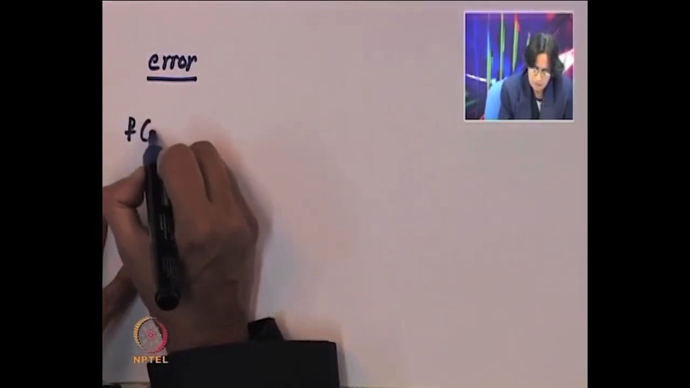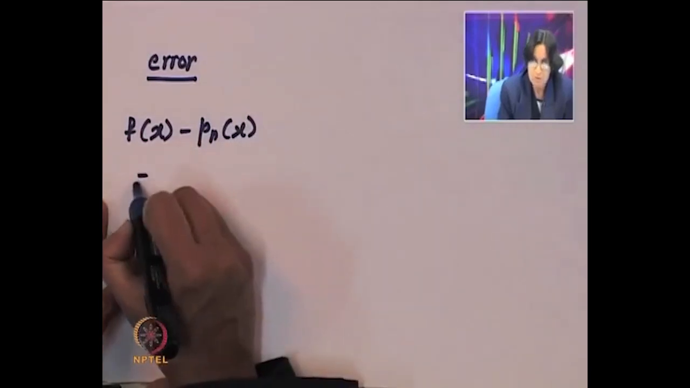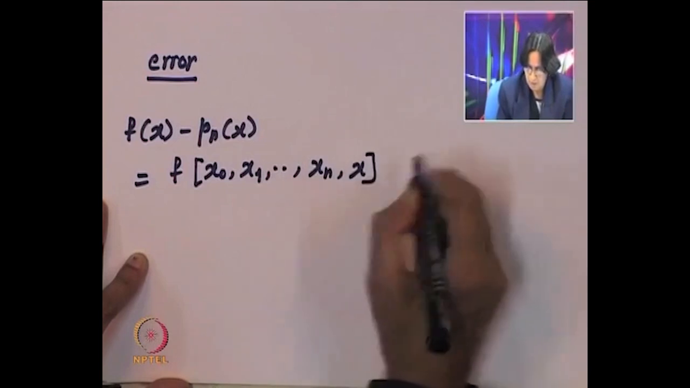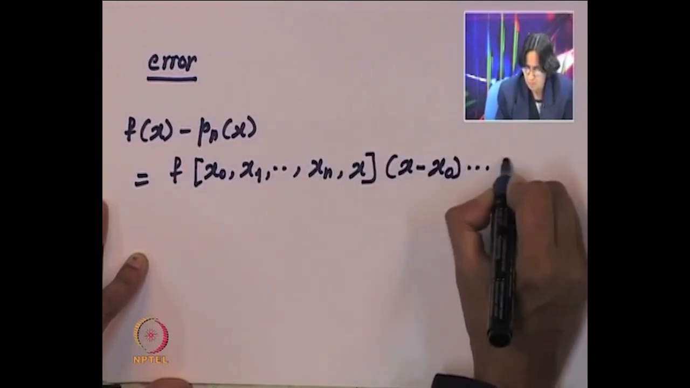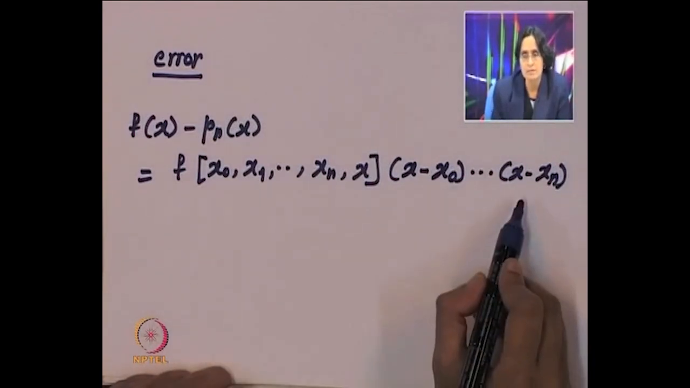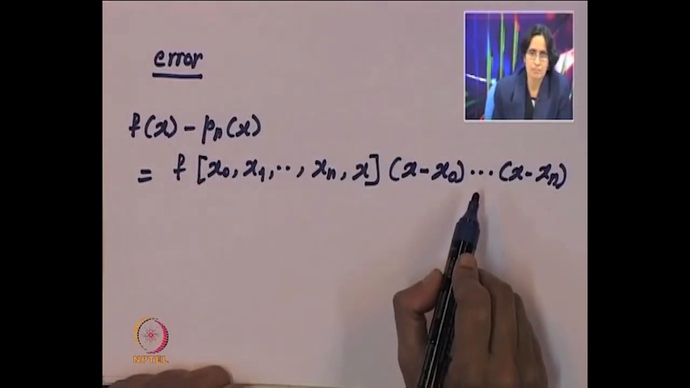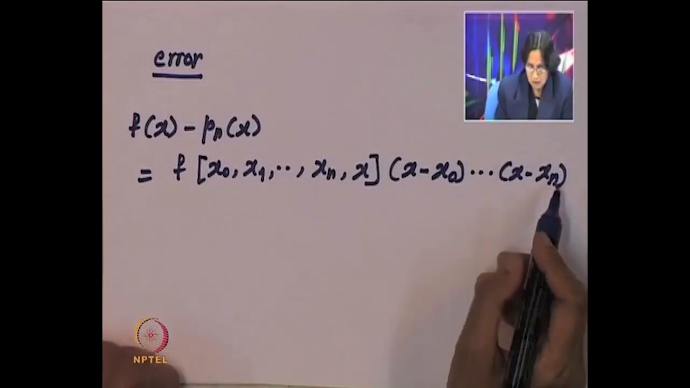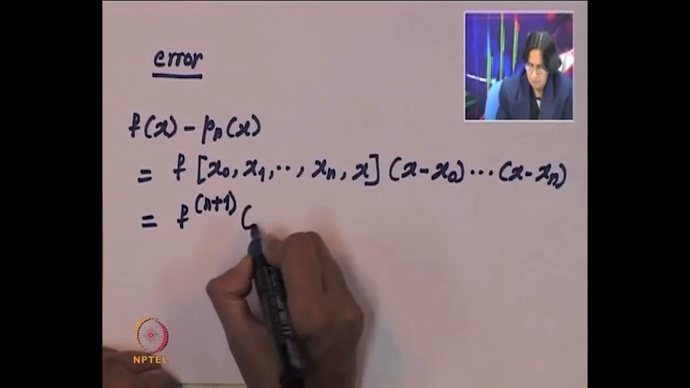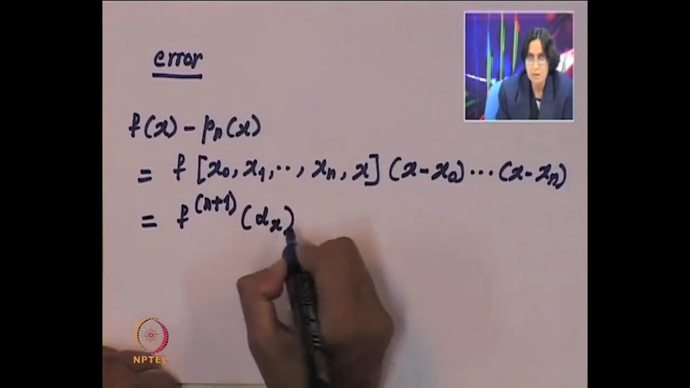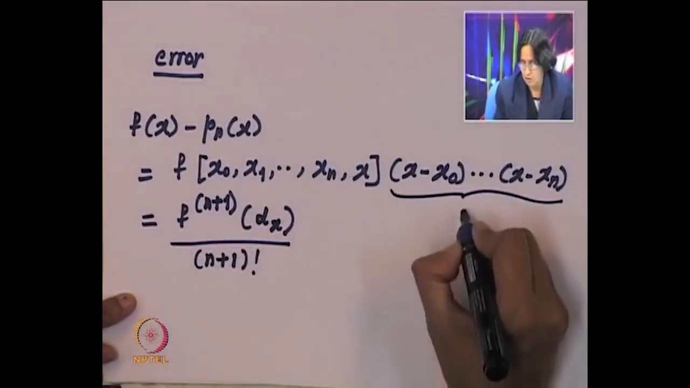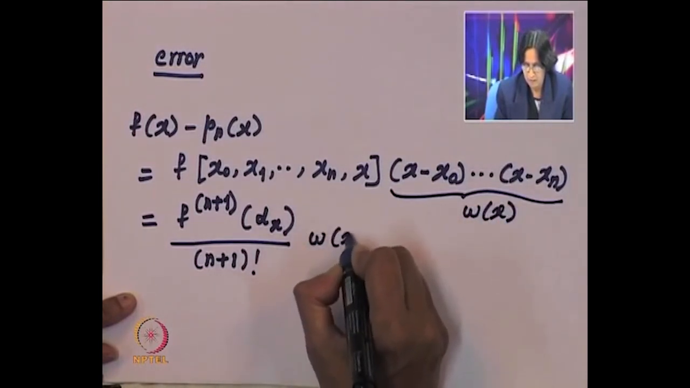f(x) minus p_n(x) is equal to f[x_0, x_1, ..., x_n, x] multiplied by (x minus x_0)...(x minus x_n). So, this is the error in the interpolating polynomial. It is given by this. Suppose your function f is sufficiently differentiable, that means n plus 1 times differentiable in this case, then we can write this as the (n plus 1)th derivative of f evaluated at some point xi depending on x, divided by (n plus 1) factorial, multiplied by, let me call this function w(x), so multiplied by w(x).